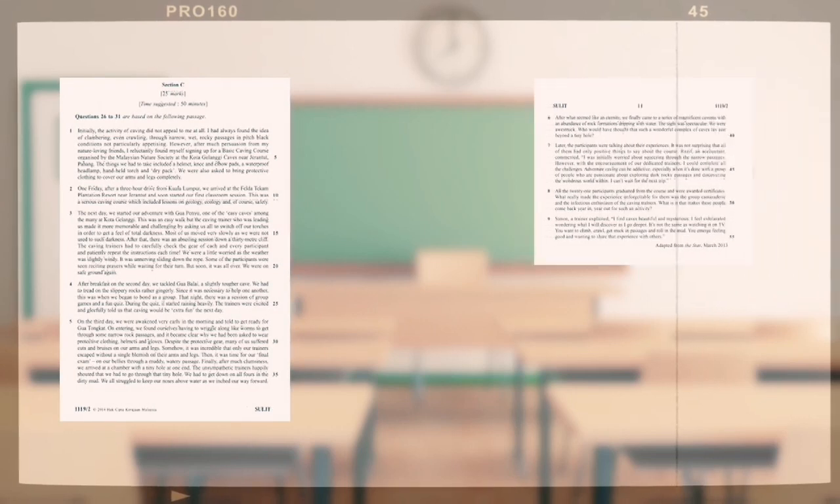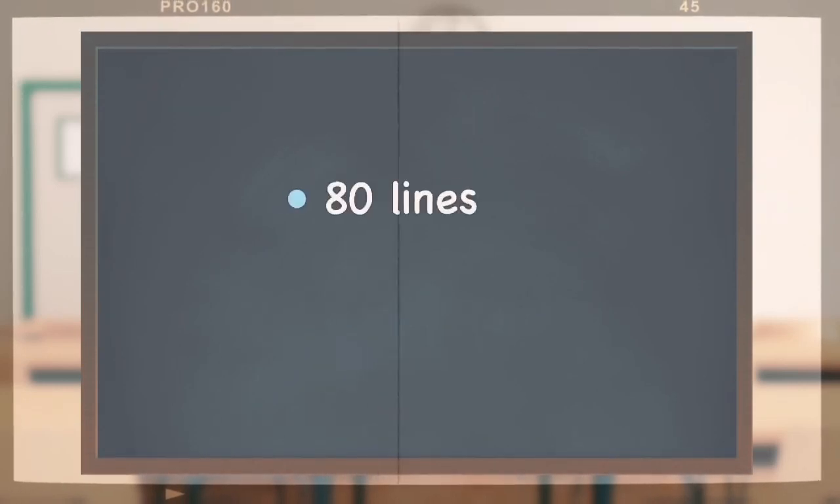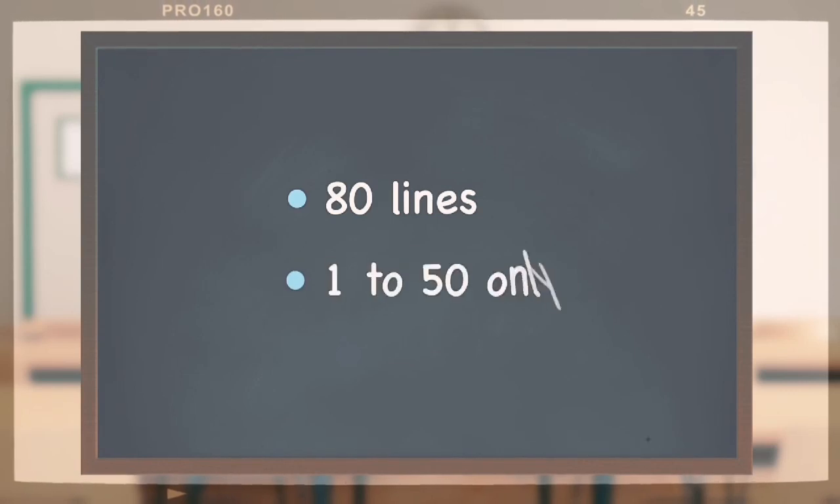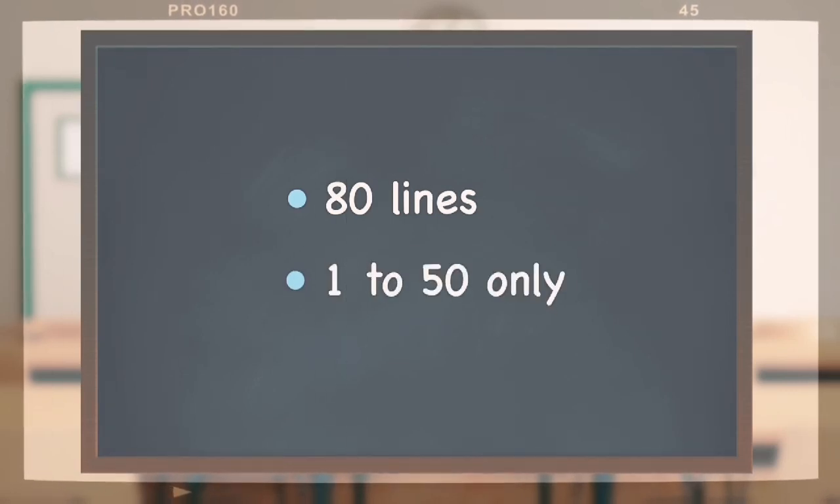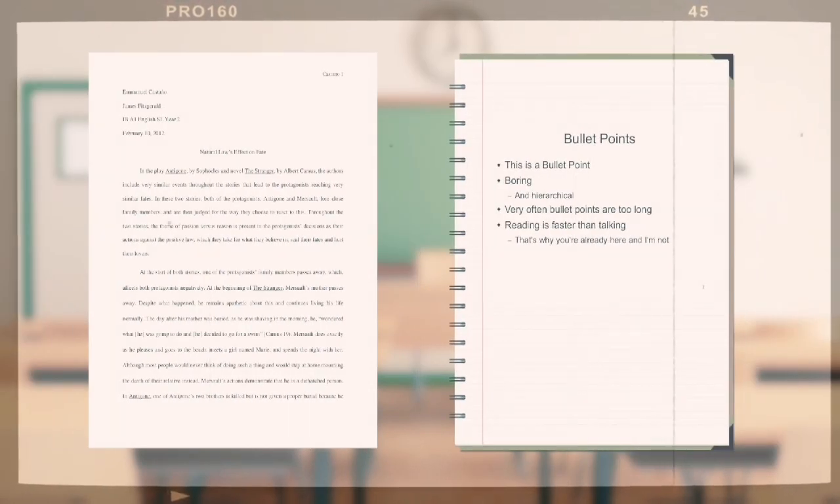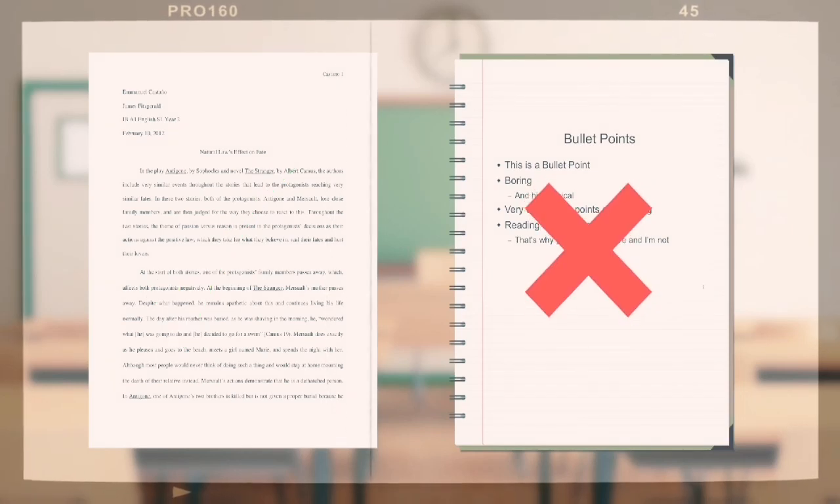The instructions will usually let you know where to extract the points from. For example, the whole text may have 80 lines, but the task requires you to read from line 1 to 50 only. So read the instructions carefully. Remember that the summary must be in continuous writing. Never write in note form.